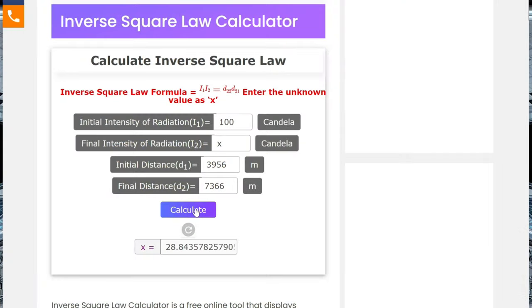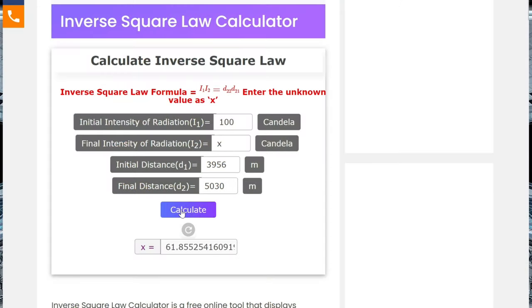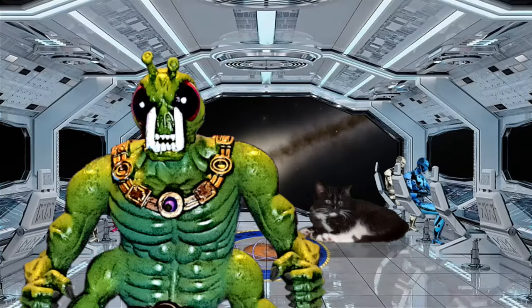At rise, the luminosity will be 28.8%. At 9 a.m., 61.8%. At noon, of course, 100%. Then again at 3 p.m., 61.8%. And at set, 28.8%.